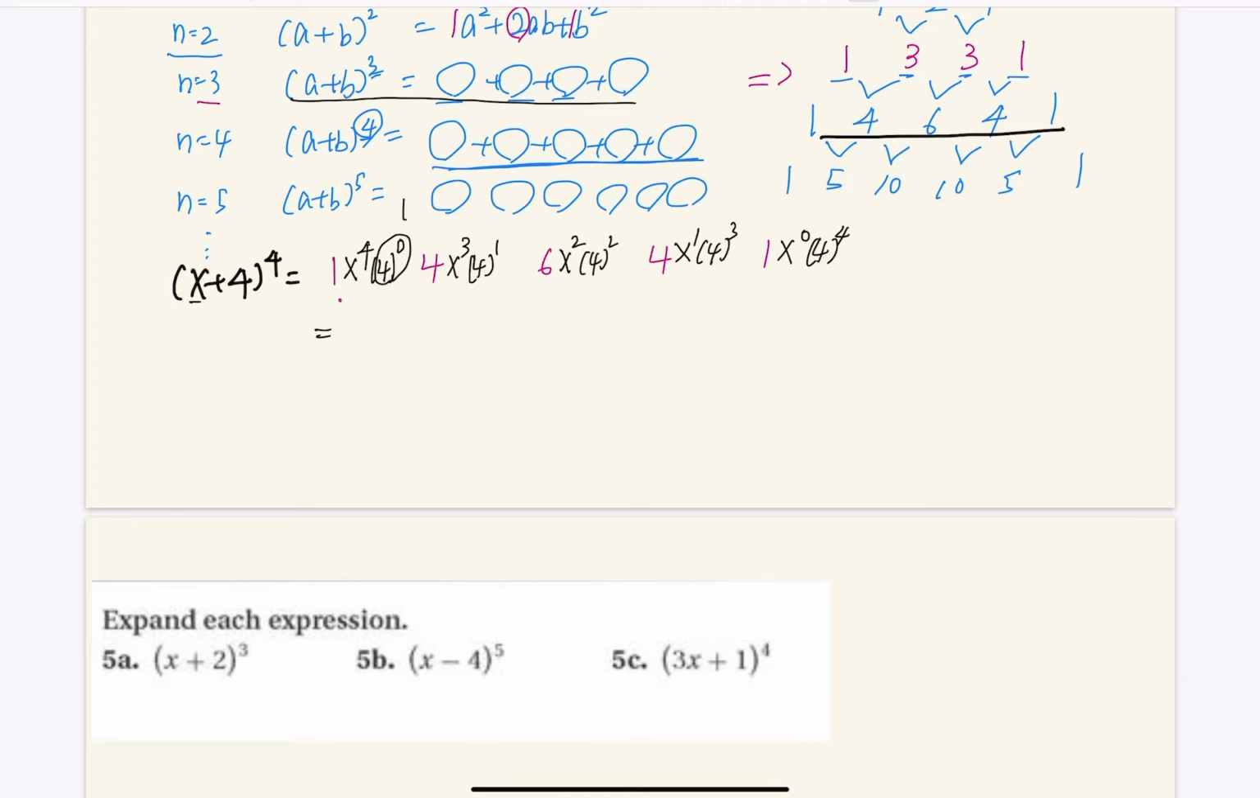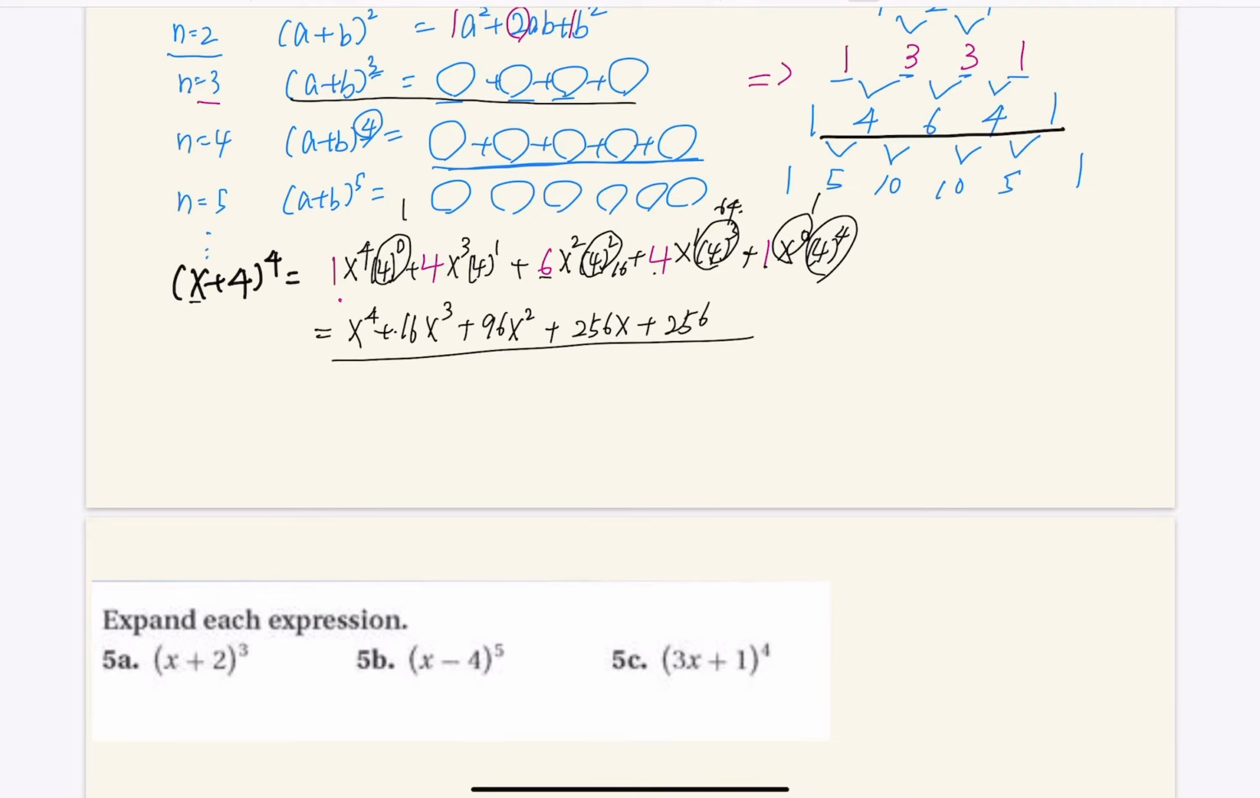Any number to the 0 power is 1, so x to the 4th power plus 4x, 4 times 4 is 16, so 16x to the 3rd power, plus 4 squared is 16, 16 times 6 is 96, 96x squared, plus 4 to the 3rd power is 64, 64 times 4 is 256, 256x, plus 1 times x to the 0 power is 1, 4 to the 4th power is 256. That's the answer.